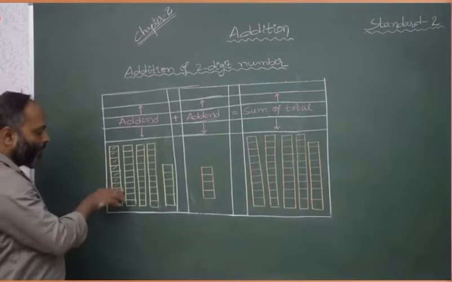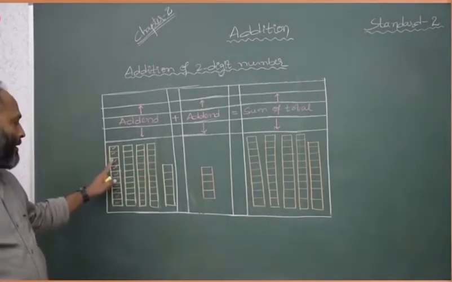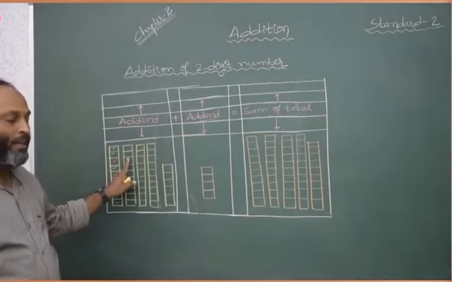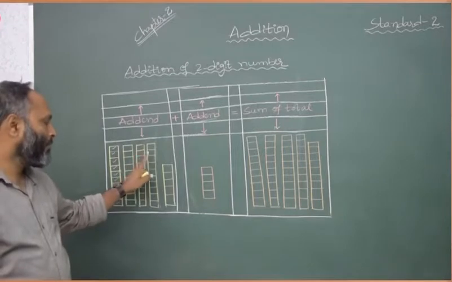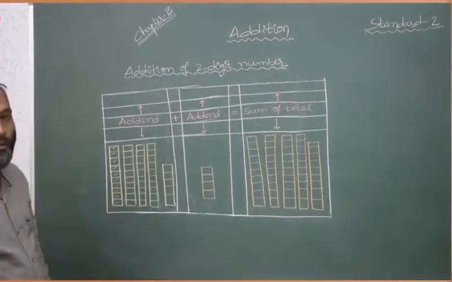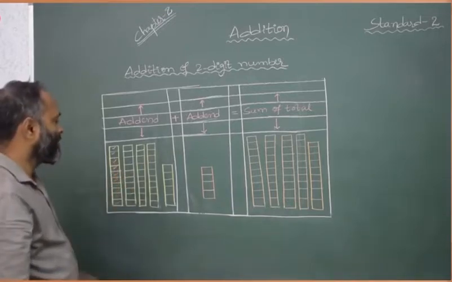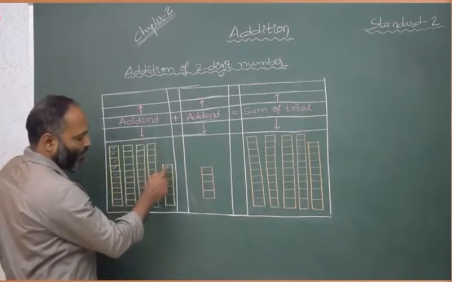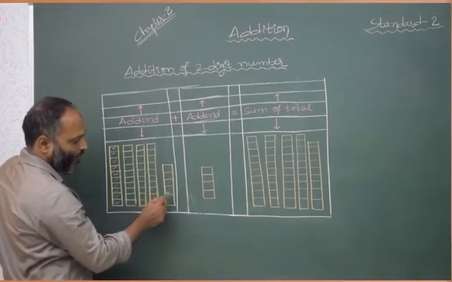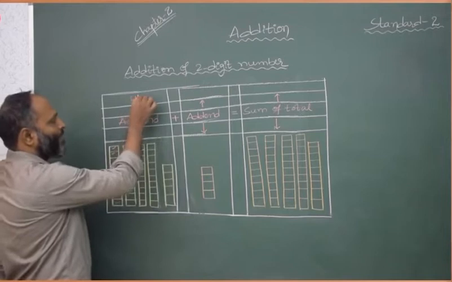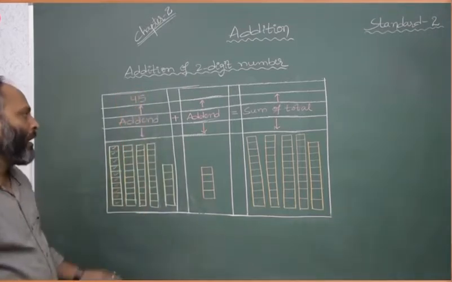Then in this also 10, in this also 10, in this also 10. Total, 10 plus 10 is 20, 20 plus 10 is 30, 30 plus 10 is 40. Here total complete 4 blocks, 4 tens is 40. Then 40, 41, 42, 43, 44, 45. The first addend is 45.